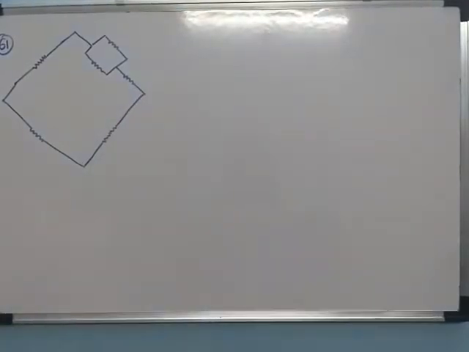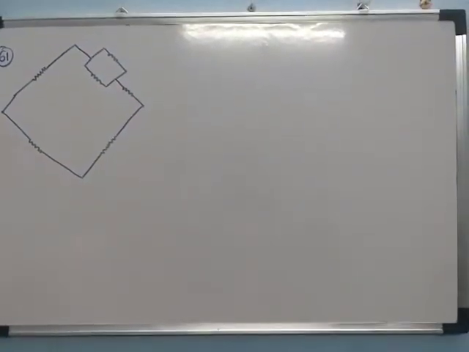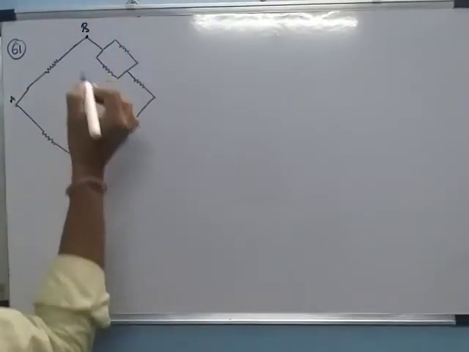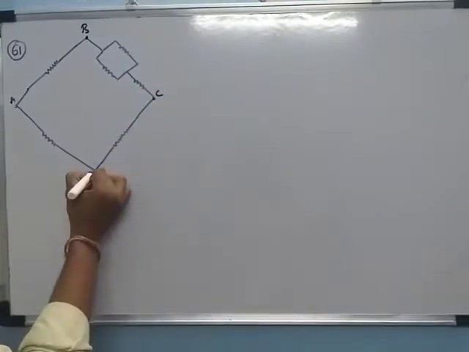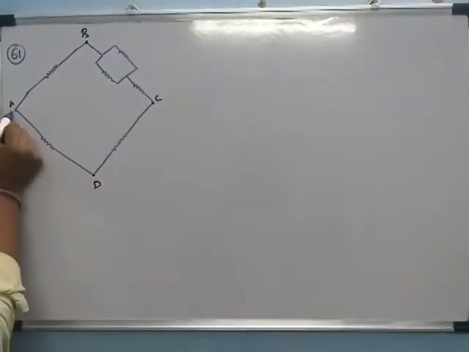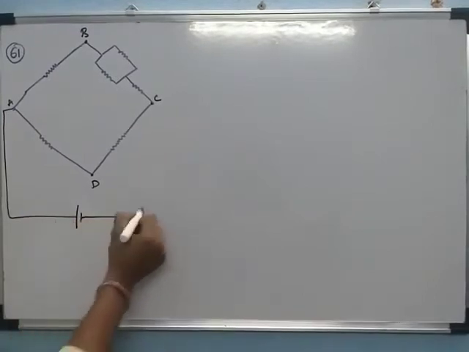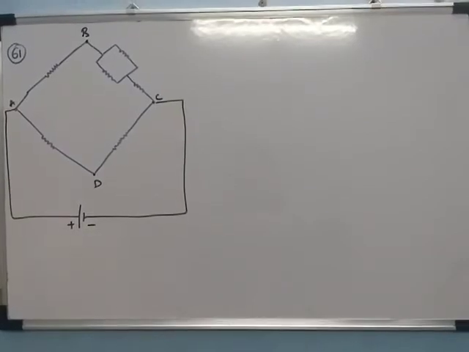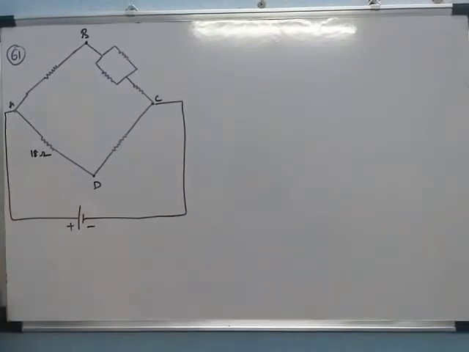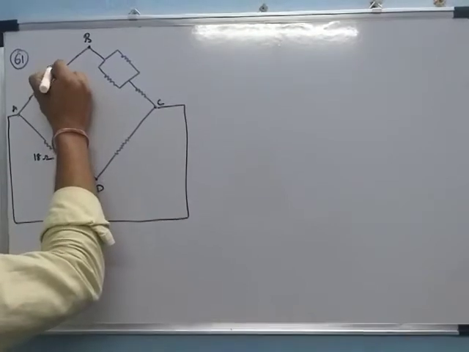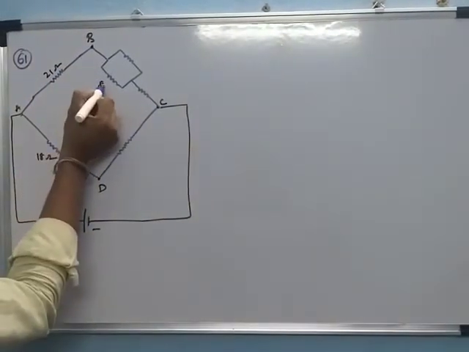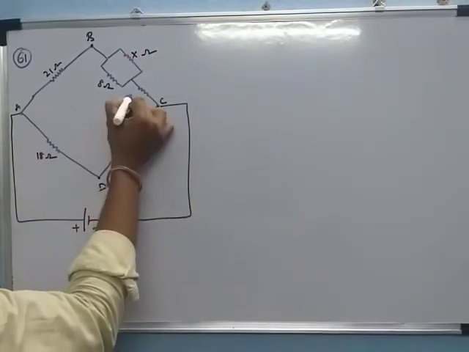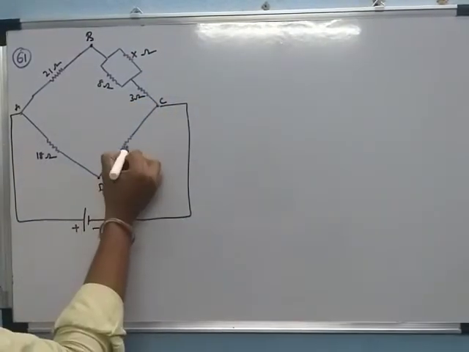So a Wheatstone bridge can be formed. In the Wheatstone bridge, this is point A, this is point B, this is point C, and this is point D. Now A and C are connected between the positive and negative terminals of the battery. Here is 18 ohms, here is 21 ohms, here is 8 ohms, and here is X ohms. Here is 3 ohms, and here is 6 ohms.